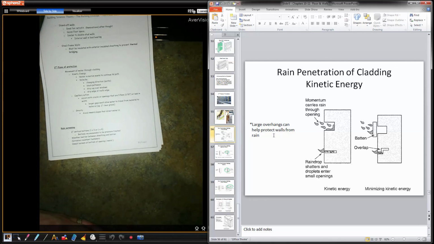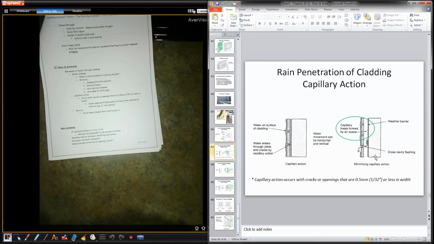So here's looking at, large overhangs can help protect walls from rain. Momentum carries rain through openings. A lot of times, this is not really the best example, but this is looking kind of at brick. This is looking at a batten from overhead, trying to close off those gaps. But the best spot we can look at that is on a roof or over top of a window, where water is kind of coming down, even on this drip cap.